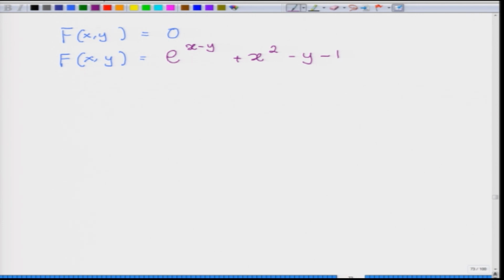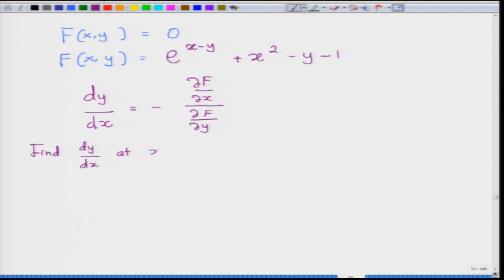Now, I want to find the derivative of y with respect to x. So, what is dy dx? Dy dx is minus of del f del x by del f del y. Now, let us try to find dy dx, because suppose if I put x and y equal to 0, 0, I am expecting the function will be satisfied, that is, f(x, y) will become 0. So, dy dx at x equal to 0, y equal to 0, which means that when I put 0 in place of x and 0 in place of y, f(x, y) must become 0.